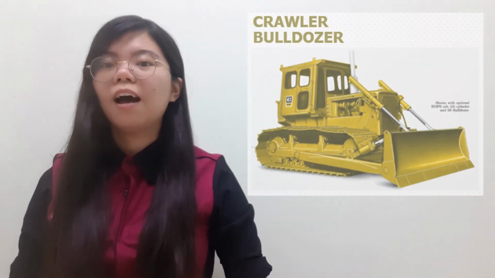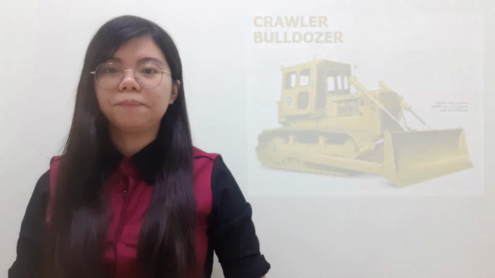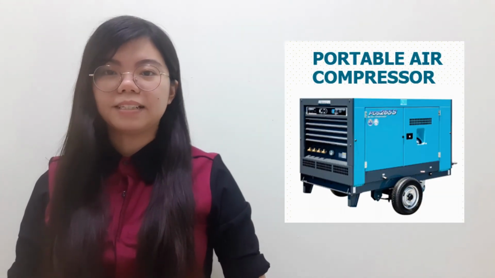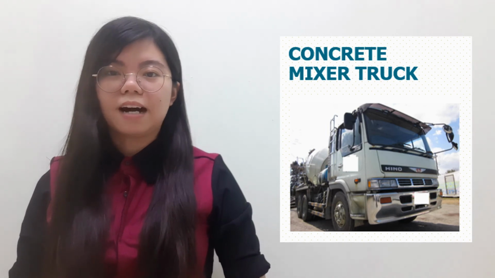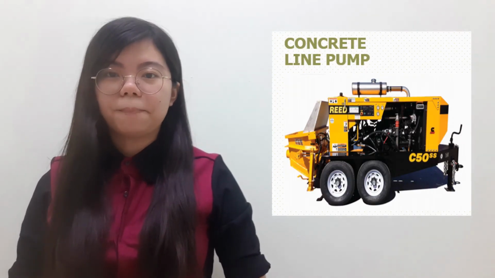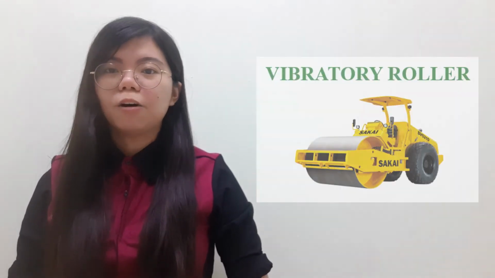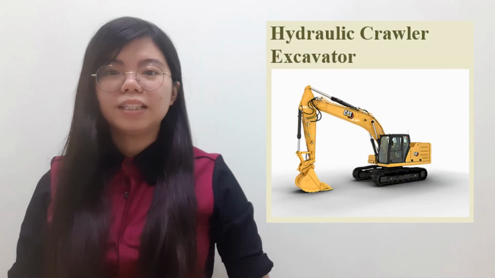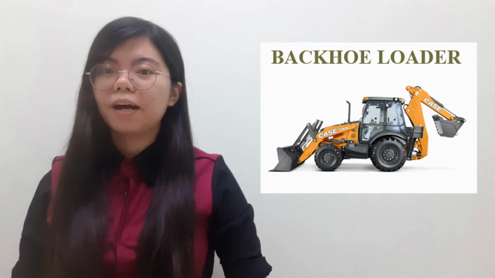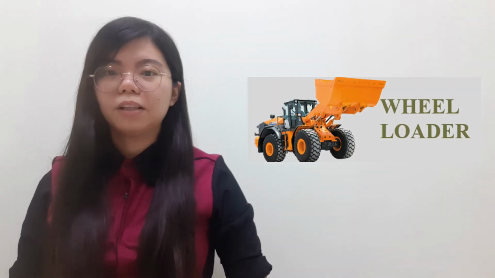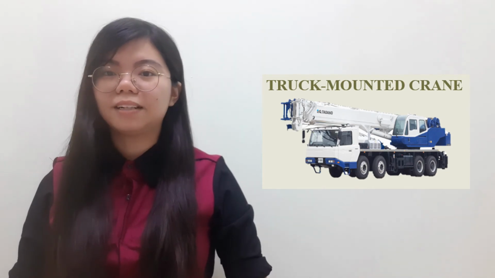Plant and machineries used are crawler bulldozer, portable compressor, pile hammer, concrete mixer truck, concrete line pump, water truck, vibratory roller, hydraulic roller excavator, backhoe loader, wheel loader, crawler crane, and truck-mounted crane.